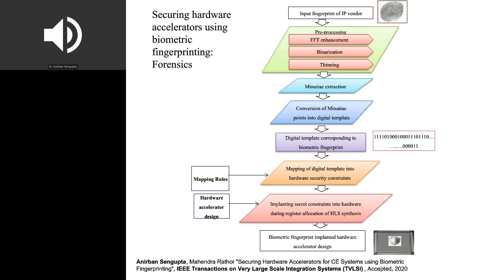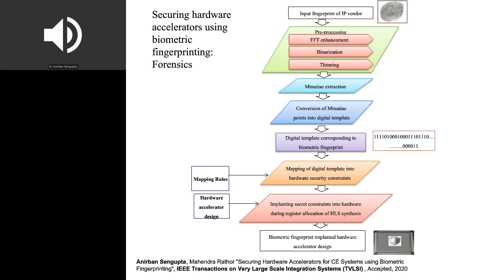Using a DSP system, these resource constraints are obtained and further used to determine the number of storage variables in the CIG of the DSP application. Now, based on the hardware security constraints that we have got, we implant them into the DSP application using the HLS framework to finally obtain a hardware accelerator design with the biometric fingerprinting. And this biometric fingerprinting allows the designer, that is the main IP owner, to have three different properties.